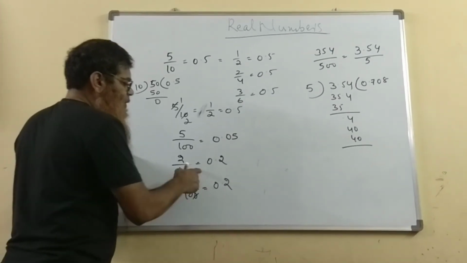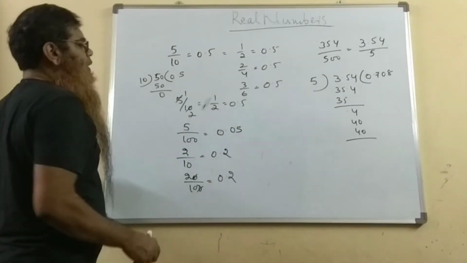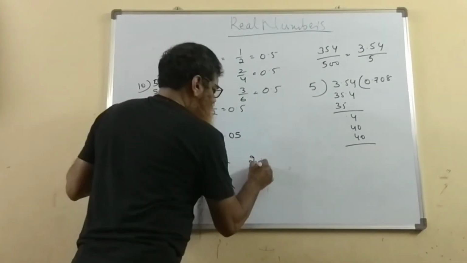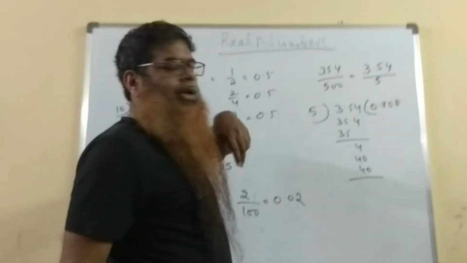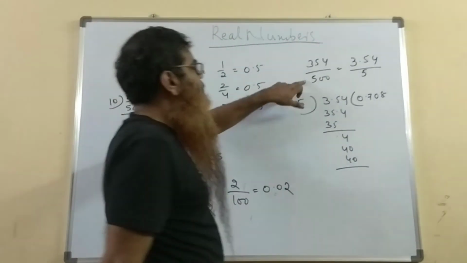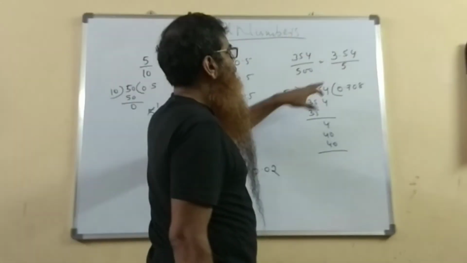2 by 10 is equal to 0.2. 20 by 100 is also equal to 0.2. If it is 2 by 100, then it is 0.02. Now the second one was 354 divided by 500. That is equal to 3.54 divided by 5.